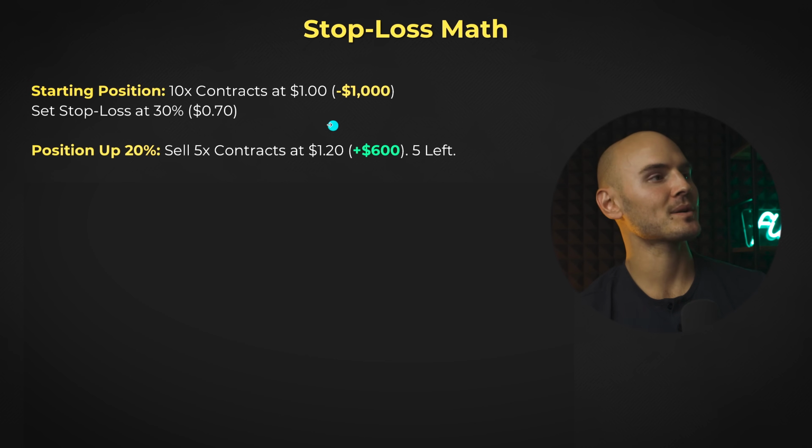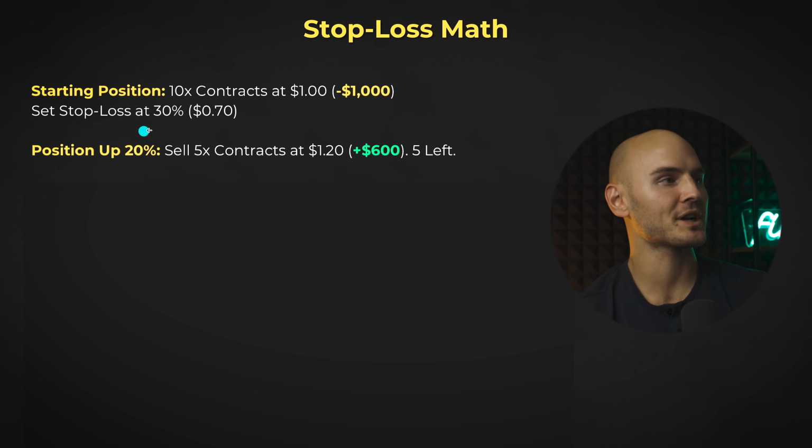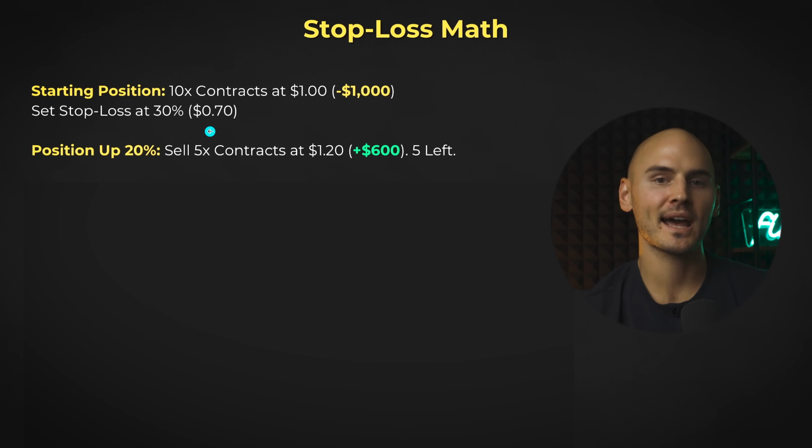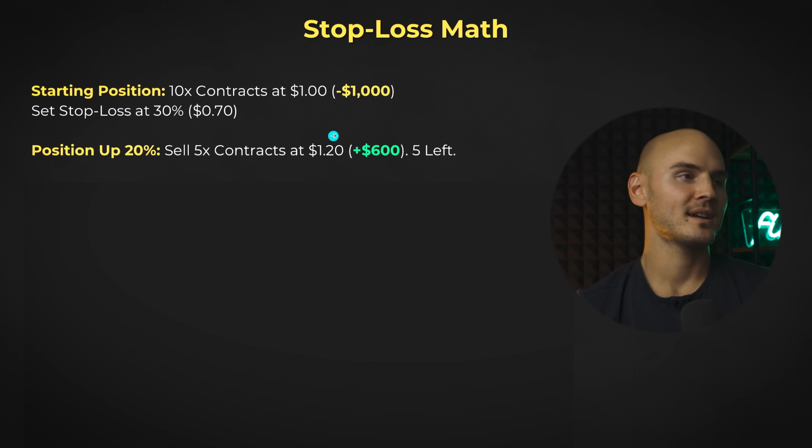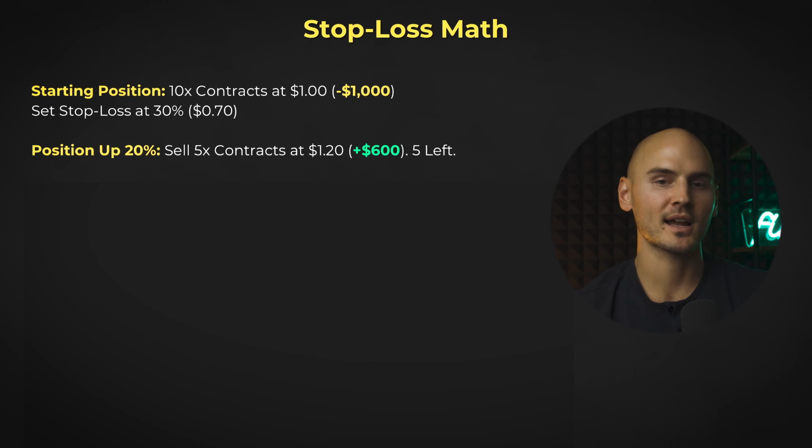So again, let's say we start with 10 contracts at $1, paying $1,000. Our initial stop loss is at 30%, or closing these out at 70 cents each. Let's say the position goes up 20%. We sell 5 contracts for $1.20, taking $600 back into our account. We still have 5 contracts remaining.